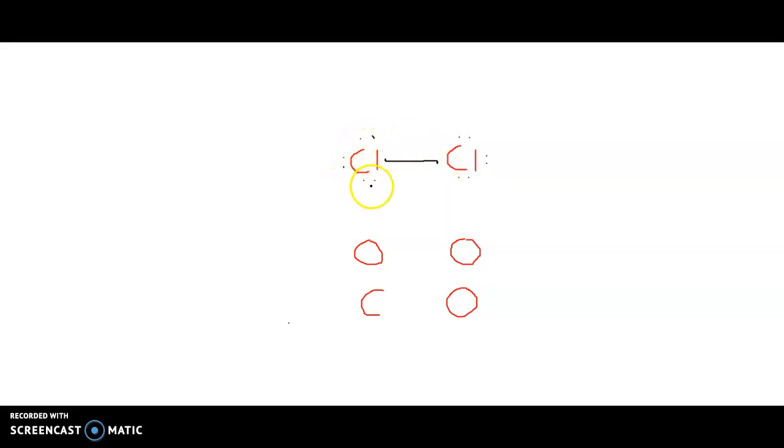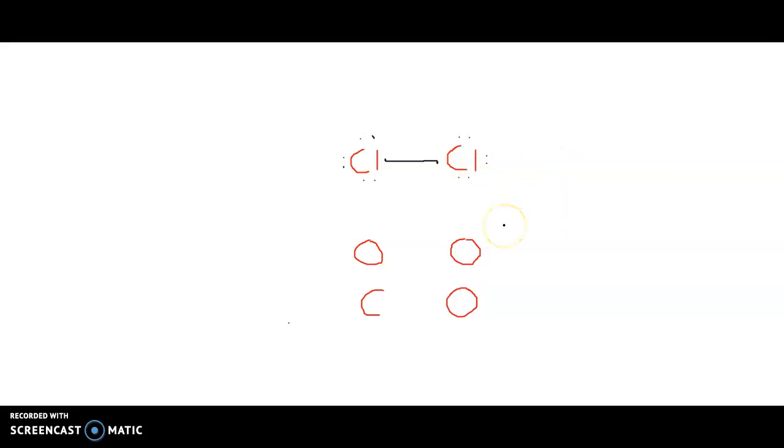So now let's count them up. 1, 2, 3, 4, 5, 6, 7. We count the bond as 2, right? So then we get our 8. 1, 2, 3, 4, 5, 6, 7, 8. So we have 8 electrons for each of those atoms. So that's the octet rule.